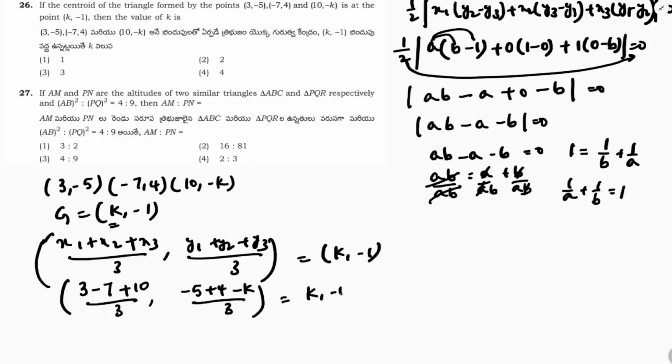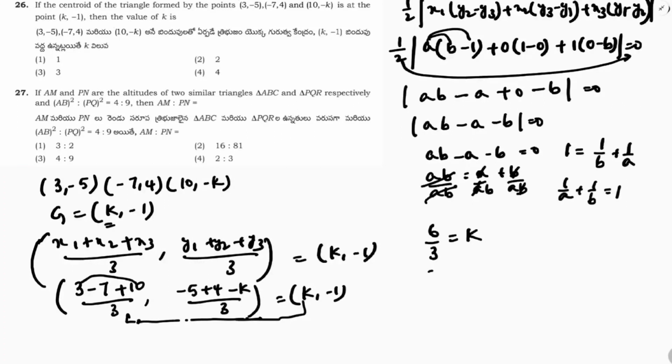You can equate abscissa or ordinate. So here I'll equate abscissa. So 10 plus 3, 13, 13 minus 7, 6. 6 by 3 equals k. So k equals 2. K equals 2. So the correct option is 2.